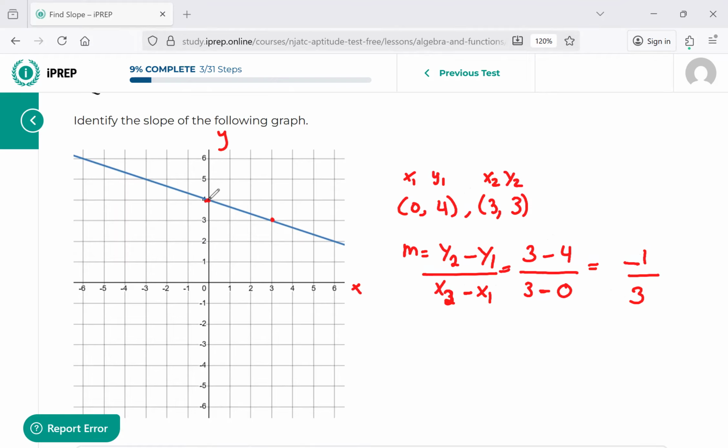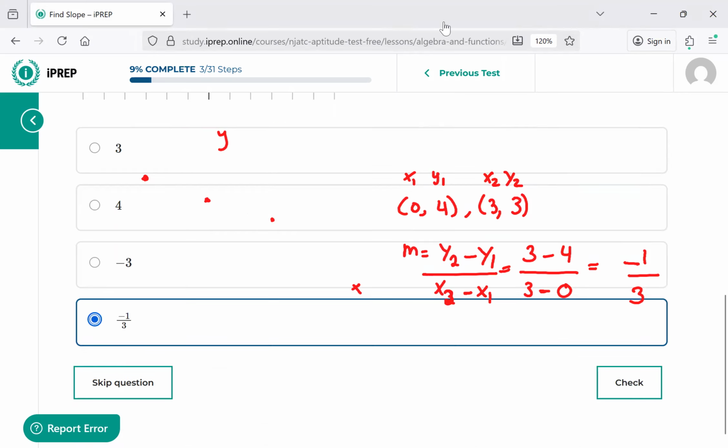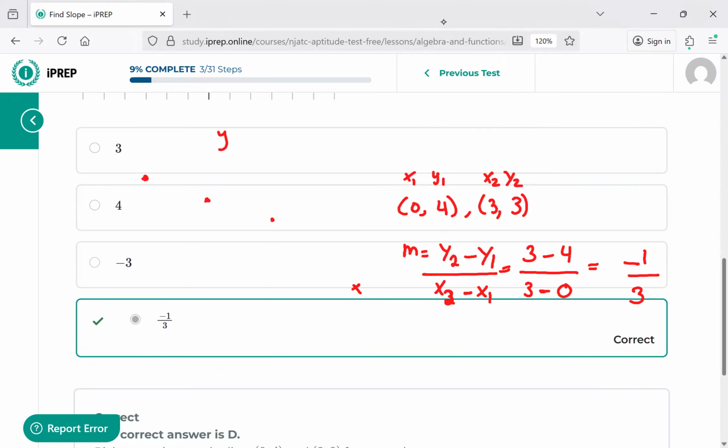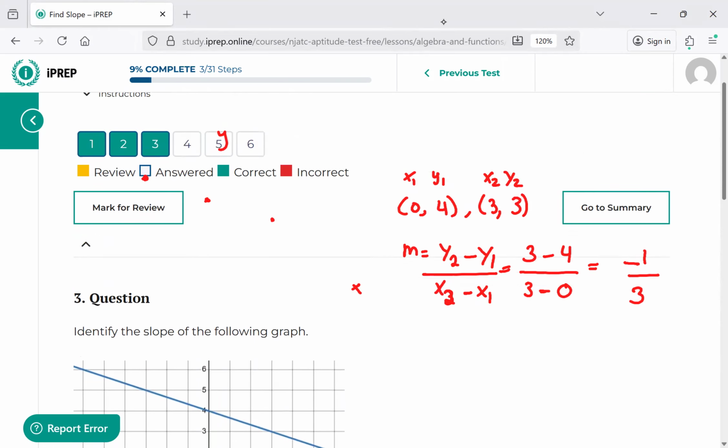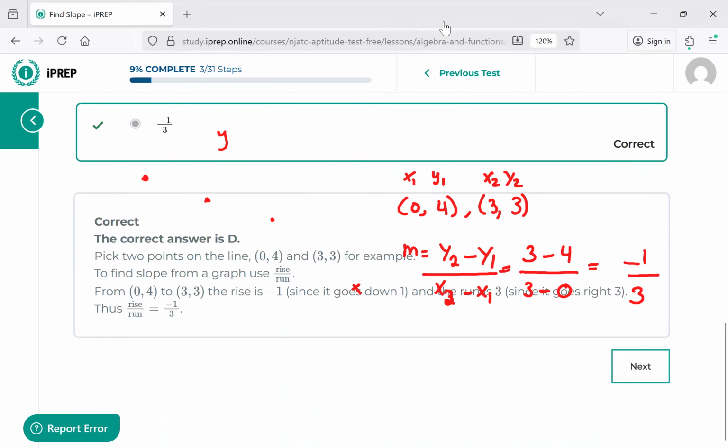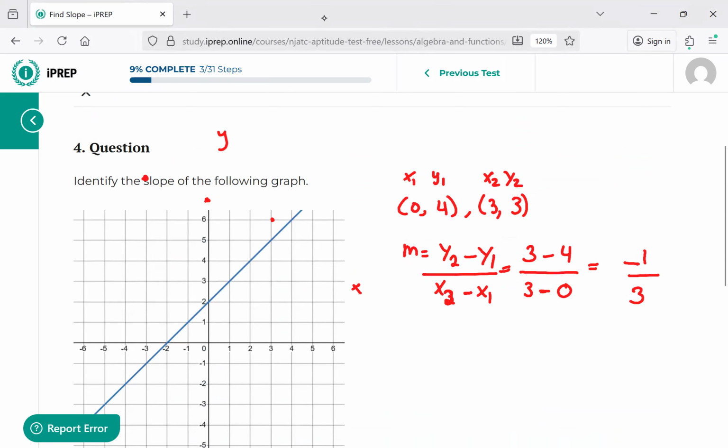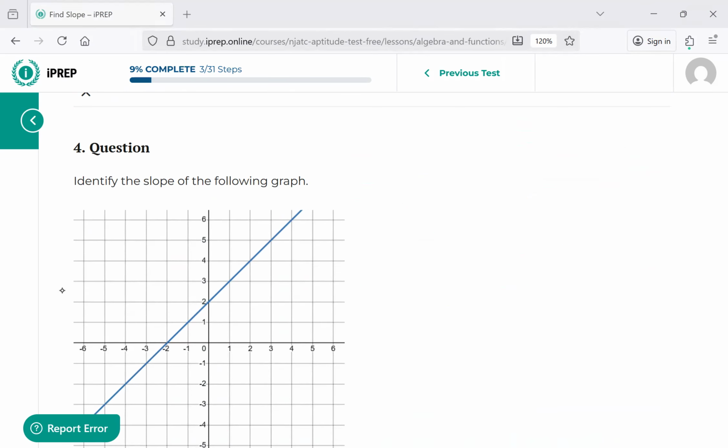That kind of makes sense. If you start from here and you rise 1 and then run 3 to the left, you get to this exact point on the graph. So that looks good. Definitely negative 1/3. Okay, let's move on to the next one.